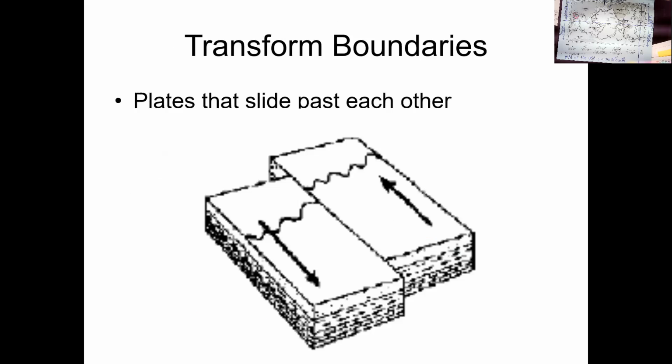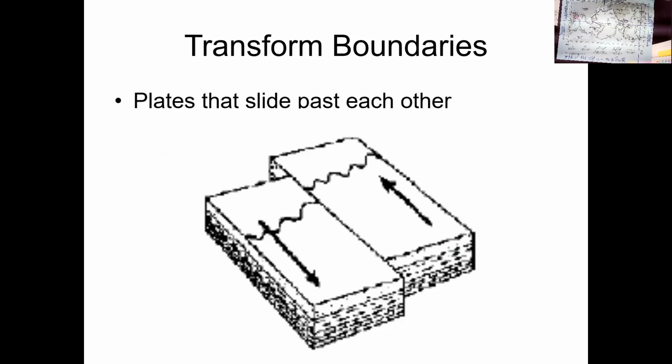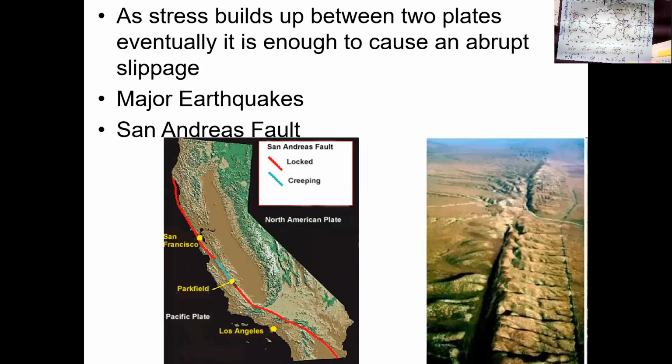Then the last kind of boundary is the transform plate boundary, which I think we already took the notes for. This is when two plates slide past each other. This next slide, you don't have to take the notes. I just wanted to talk about it a little bit.